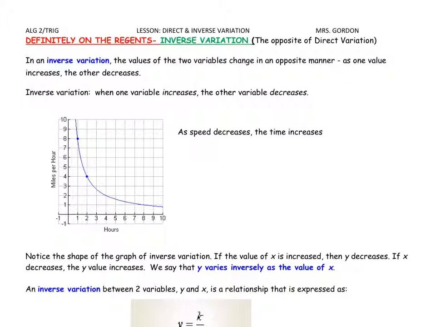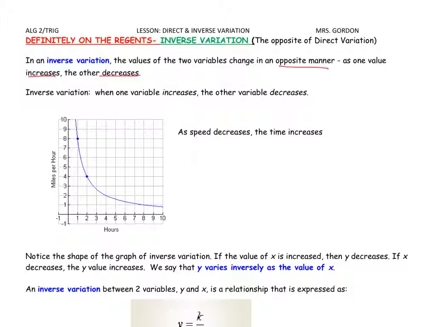All right, so the definition on the regions: inverse variation. This is definitely on the regions. It's the opposite of direct variation. We know direct variation was multiplication, so inverse variation must be division. In inverse variation, the values of two variables change in opposite manner. As one value increases, the other decreases.